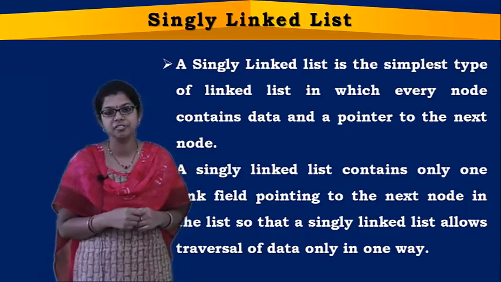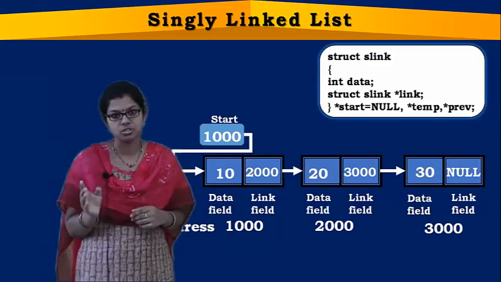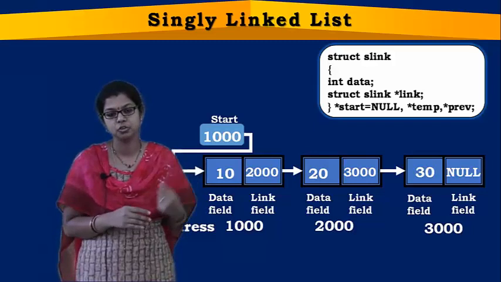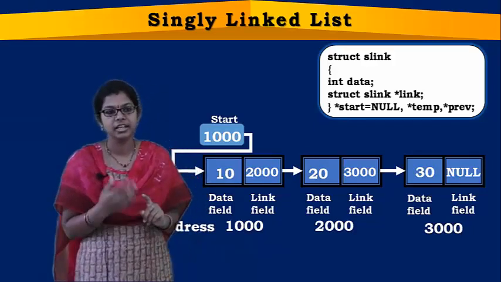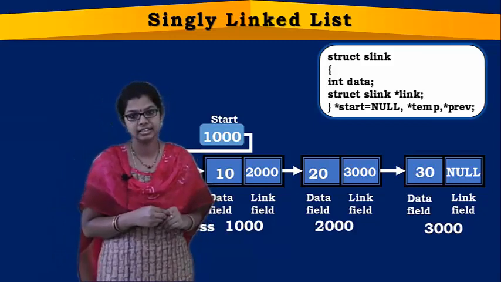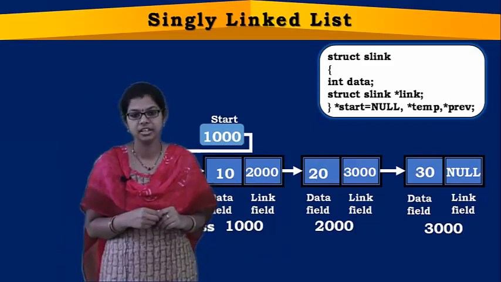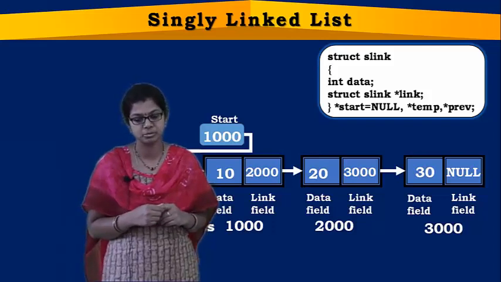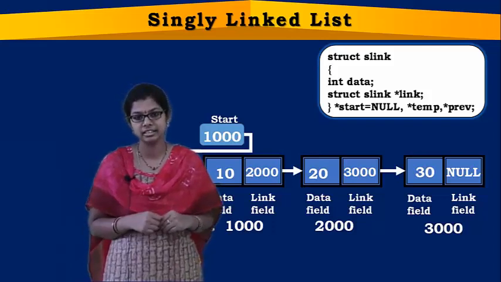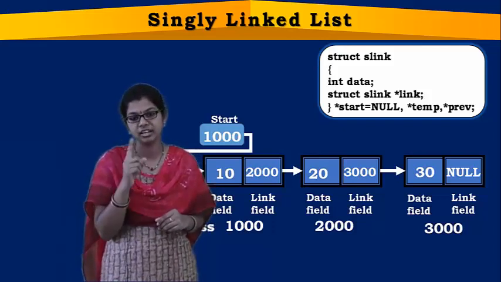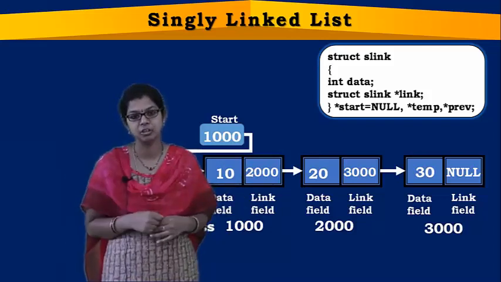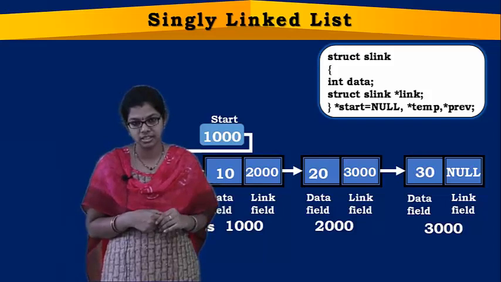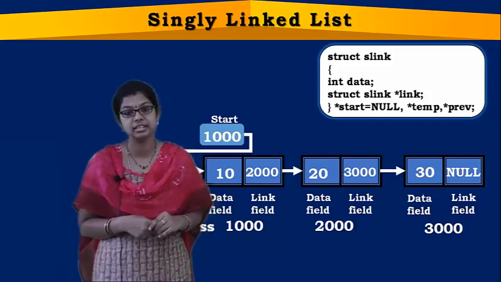It consists of nodes. Each node consists of two parts. One is the data part, another one is the link part. Here, why is it called a singly linked list? In a singly linked list, there will be only one link from one node to another node. Only one link will be provided. As it is only a single link, it is named a singly linked list.